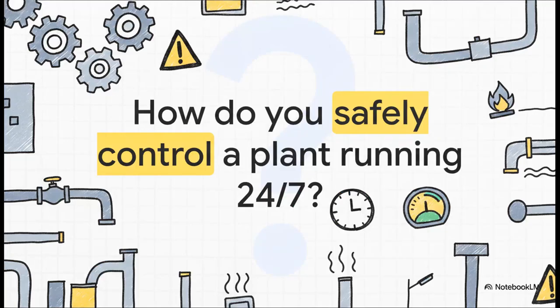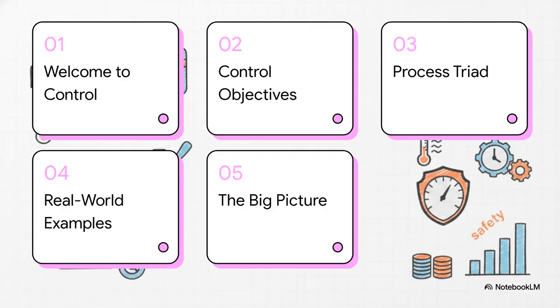I want you to think about this question for just a second. How do you safely control a chemical plant that is running 24/7? The stakes here are just incredibly high. Modern process plants are massive, highly integrated facilities handling hazardous materials, complex chemical reactions, and extreme temperatures. We're literally talking about keeping a beast under control every single second of the day, ensuring it absolutely doesn't overheat, overflow, or shut down. Okay, let's dive into this.